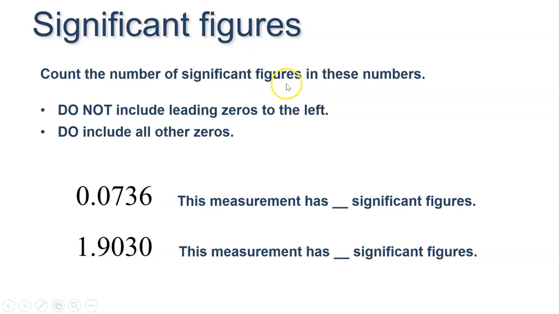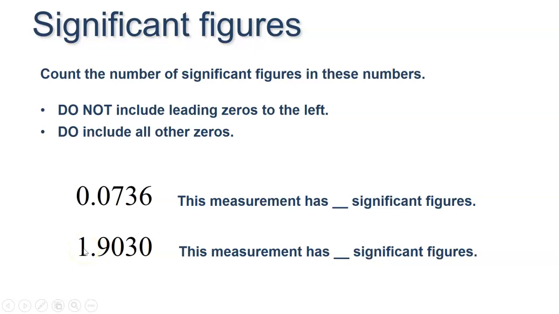Additionally, count the number of significant figures in these. Do not include zeros to the left, and do include all other zeros. So for example, I'll do this one, you'll do the next one. We have 2 zeros in front here, and then a 7, 3, 6. This would be 3 significant figures. Pause and try to do the next one on your own. When you're ready, go ahead and begin, and I will talk you through the number of significant figures you should have had.